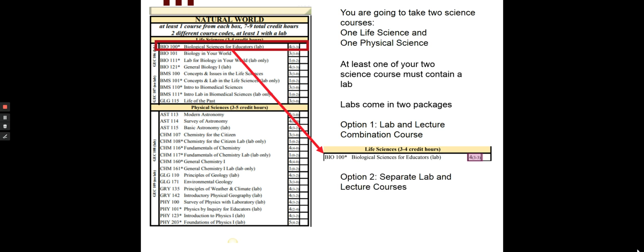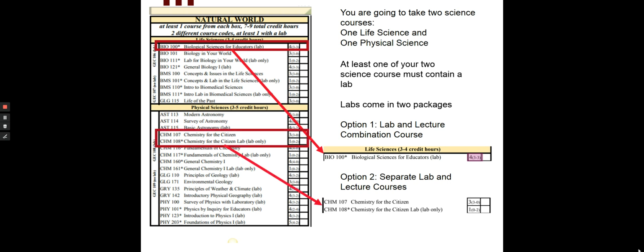Option number 2 is that the lab and the lecture are separate courses and you must enroll in both. An example of this is Chemistry for the Citizen. You'll notice that Chem 107, Chemistry for the Citizen, lecture is worth 3 credit hours, and in parentheses we see 3-0. The 3 being indicative of the 3 hours I will spend in lecture, and the 0 being 0 hours in lab, because Chemistry 107 is the lecture only piece.